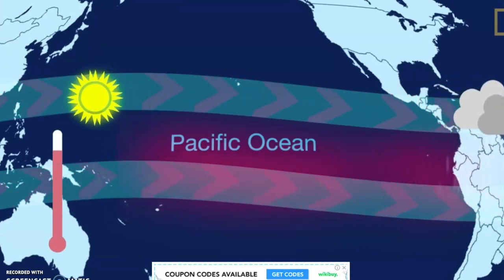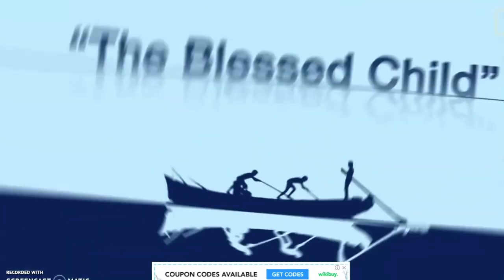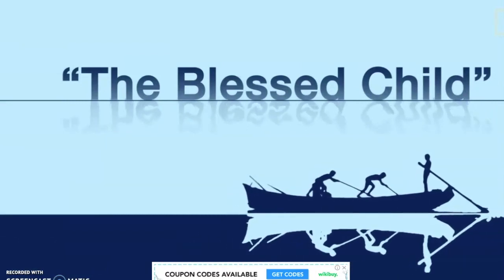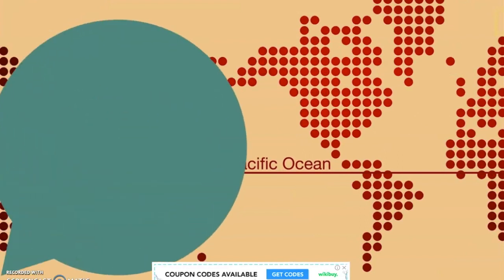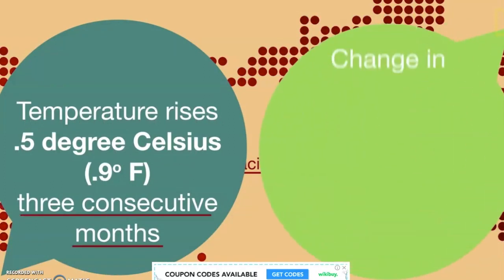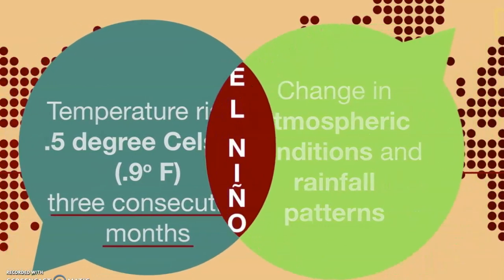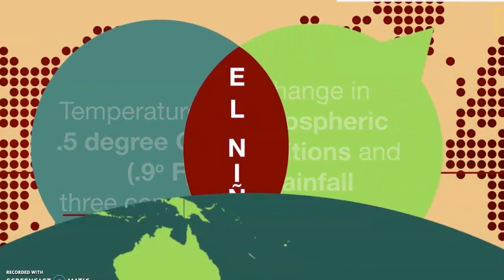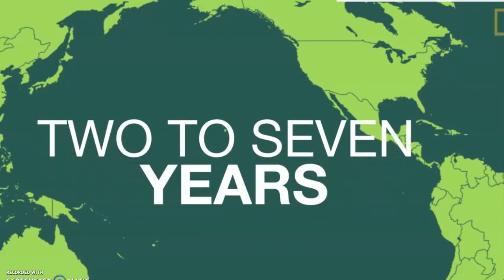South American fishermen in the 19th century, describing warmer waters during Christmas time, coined the name El Niño, Spanish for the Blessed Child. Nowadays, when sea surface temperatures in the equatorial Pacific Ocean rise 0.5 degrees Celsius over their historic average for 3 consecutive months, and once atmospheric conditions and rainfall patterns shift accordingly, scientists officially declare an El Niño. An El Nino event takes place about every 2 to 7 years.